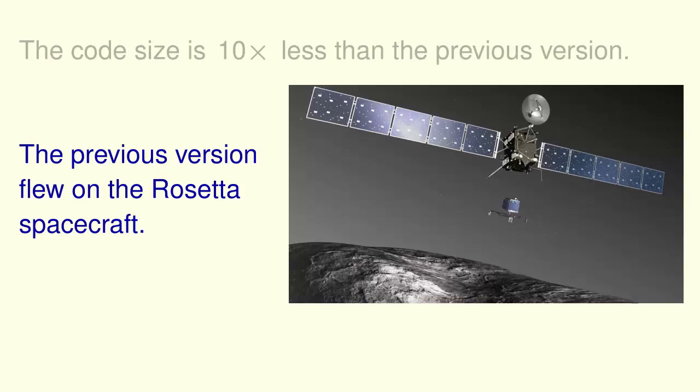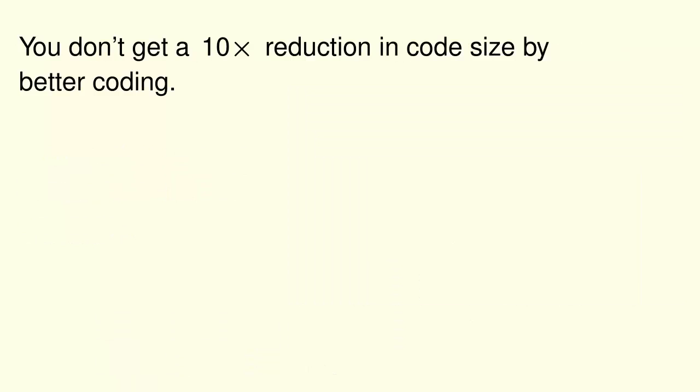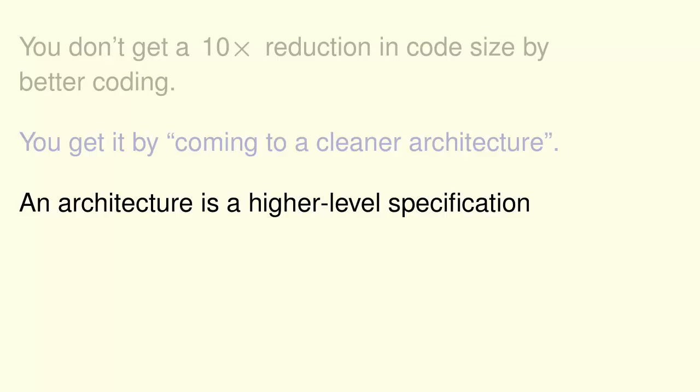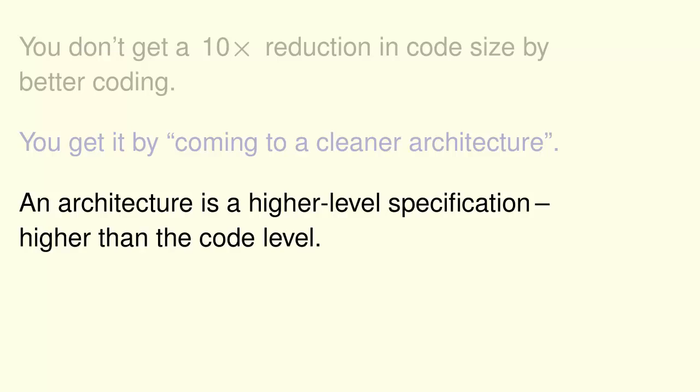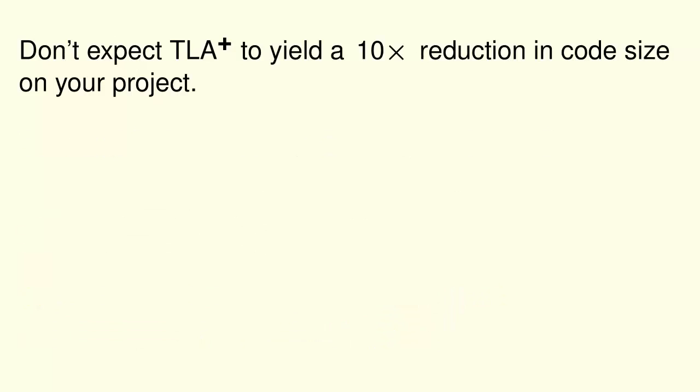The previous version was flown on the European Space Agency's Rosetta spacecraft that orbited a comet from 2014 to 2016. And when you're building a spacecraft, you try to make the code that goes into it small. You don't get a factor of 10 reduction in the size of code that flies in a spacecraft by better coding. You get it by coming to a cleaner architecture. And an architecture is described by a higher level specification, higher than the code level. They described the architecture as a TLA+ spec and debugged it using the TLA+ tools.